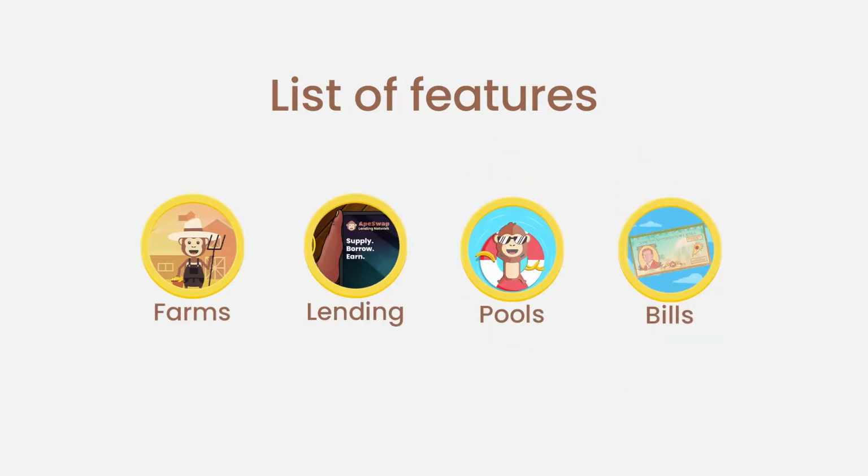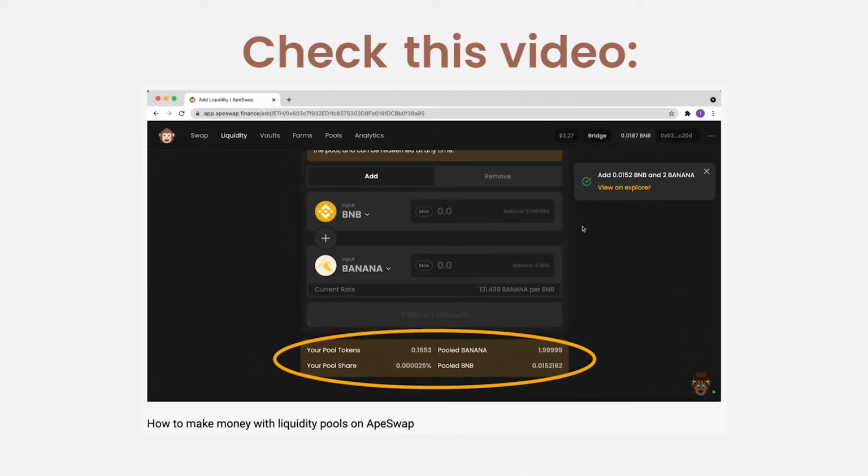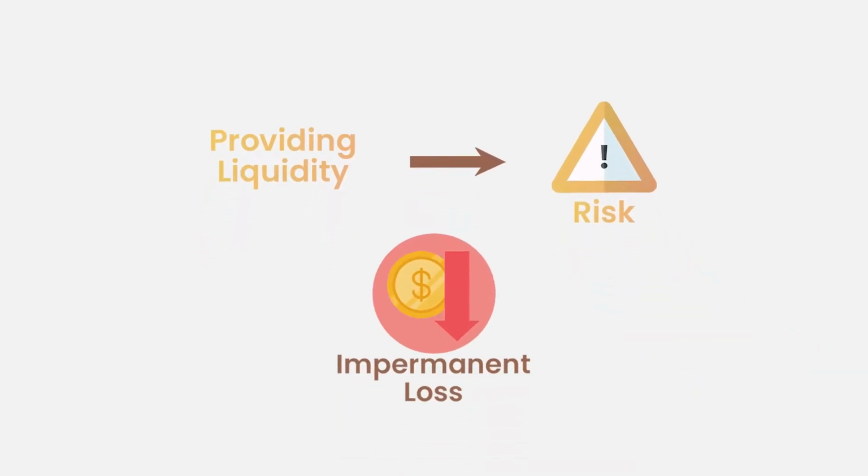So, ApeSwap offers a wide list of features to earn money with your tokens, and one of these features is called farms. If you want to learn how to use farms, check this video, link in description. However, providing liquidity to a farm is not without risk, as you may be exposed to impermanent loss.